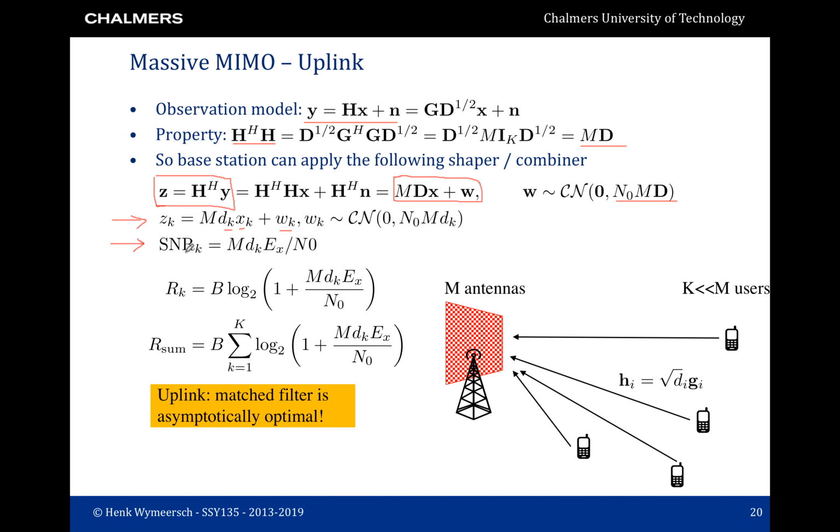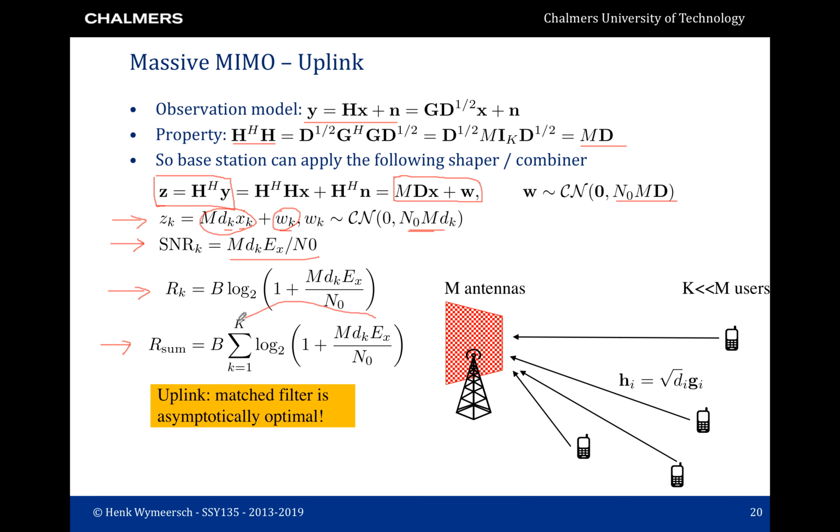SNR per user is an SNRk, which is found by computing the signal power and dividing by the noise power, where we need to, of course, account for this noise variance. We find that the SNR has this expression. We can then compute the rate for the kth user by just substituting the SNR in the rate expression. We find the following rate for the kth user, and then we can add up all the rates for all of the users, because this is the sum rate that the base station will see from all of the users combined, and this is of course only the sum of the individual rates.